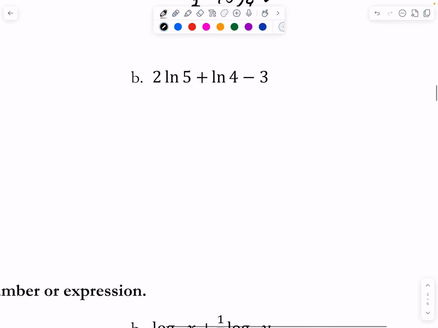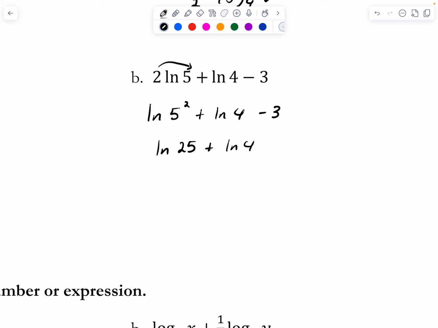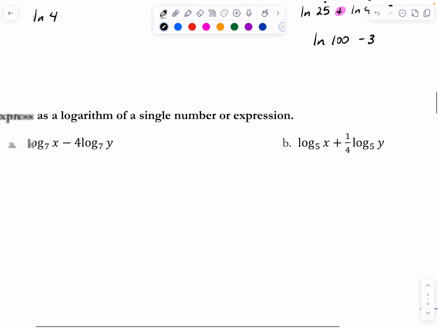Okay, the next one. I'm going to move that 2 to become a power. So the natural log of 5 squared plus the natural log of 4 minus 3. That's the natural log of 25 plus the natural log of 4 minus 3. I notice that these two logarithms have the same base and they're connected by addition. So I can put them together and I'm going to multiply those arguments. So 25 times 4 would be 100. So the natural log of 100 minus 3. And that is as simplified as I can get because I don't have a calculator, so I'm going to leave it like that.